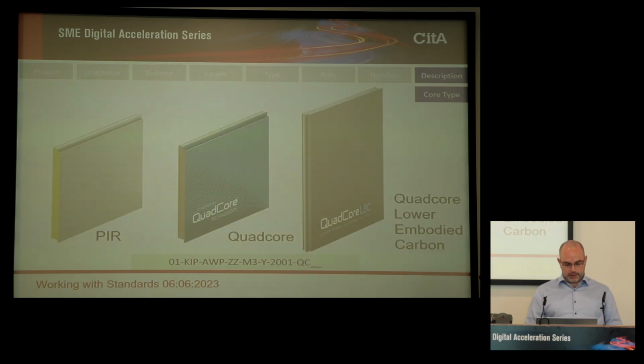The final one is flexible. We started to say, how can we take this so that if a user is getting it, they're not just looking at a file name with just letters and numbers? So we tried to make it a little bit easier for them. We looked at our different cores, like I mentioned. We've got the PIR, we've got a quad core, and now we've got a quad core with the lower body carbon. So we can include them in the file description at the end. For now, we've included the quad core.